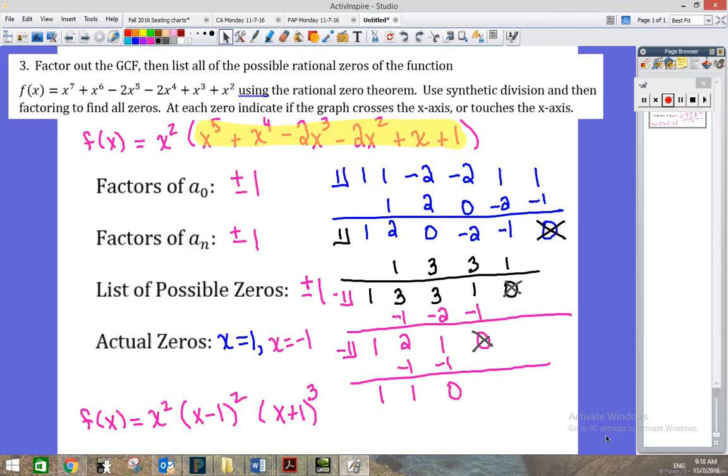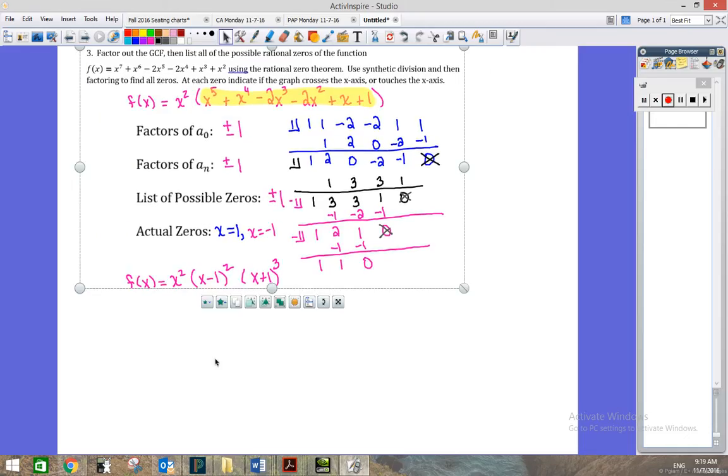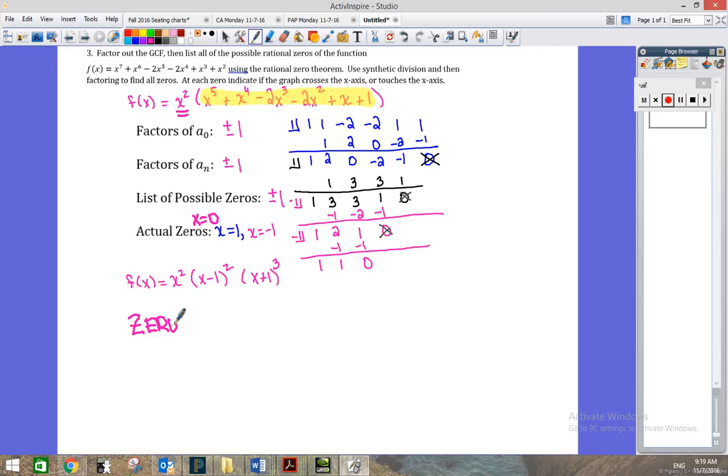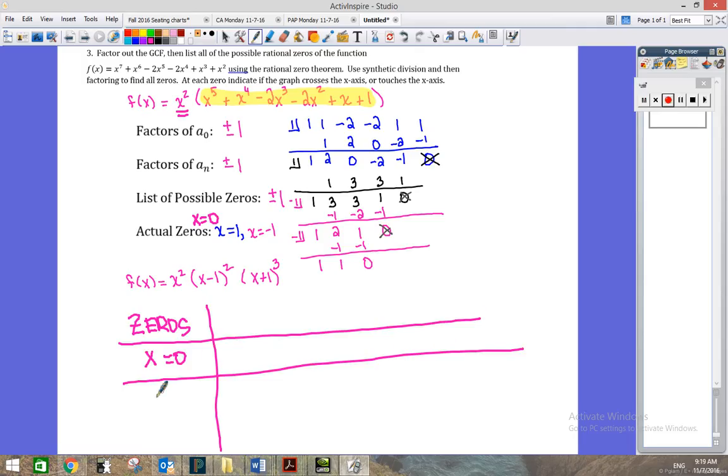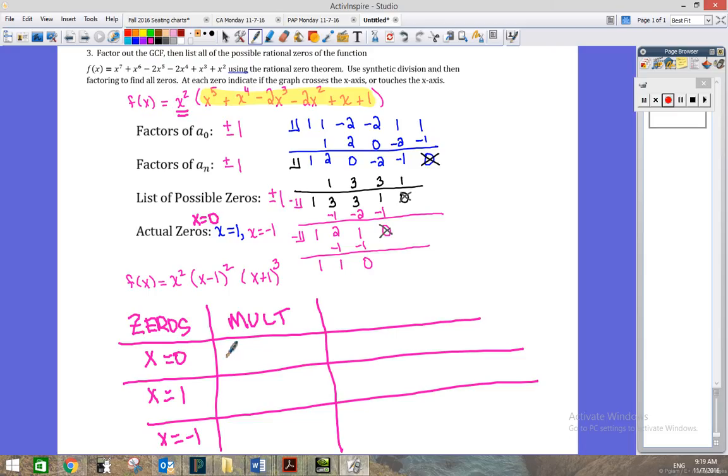Alright, so let's shrink this up and put these answers in the form of a table. Oh, I also left out x equals 0, my initial factor here. So in my table, I have 3 zeros. I have x equals 0, x equals 1, and x equals negative 1. The multiplicity of each of these: at 0 it's 2, at 1 and minus 1, there the exponent is 2, here the exponent is 3. These are even numbers. And this is an odd number.